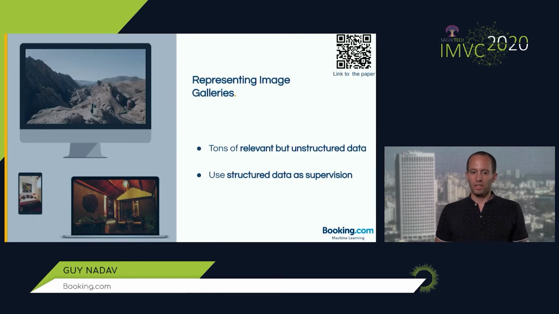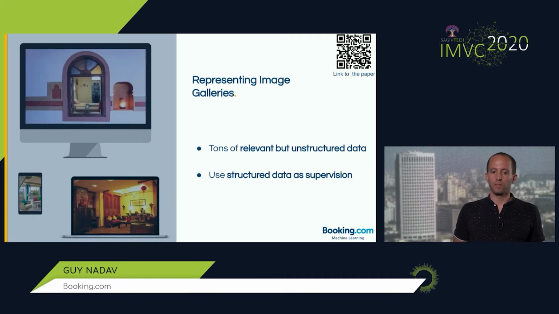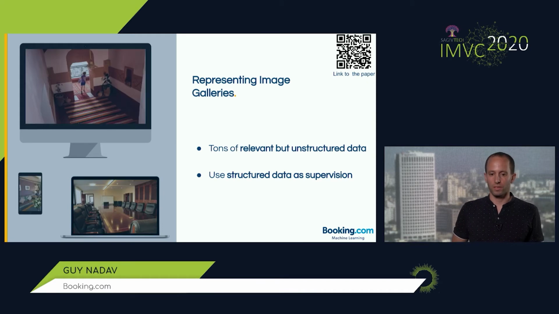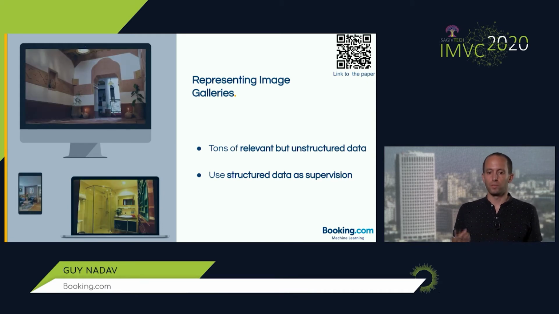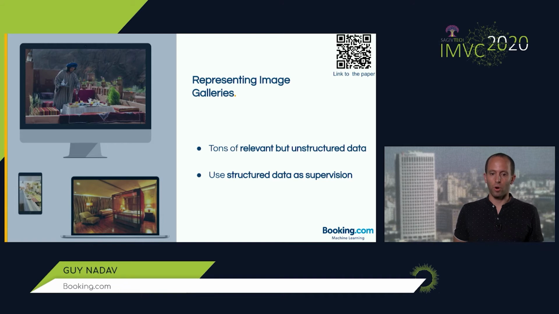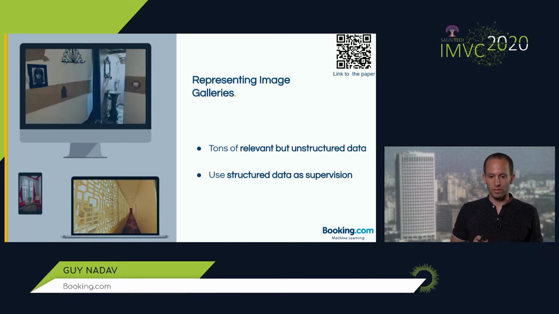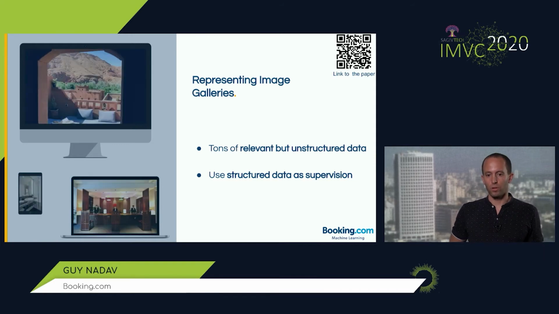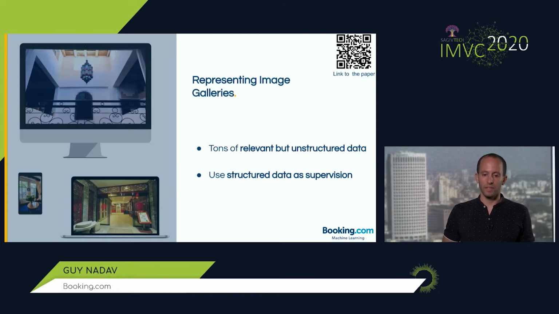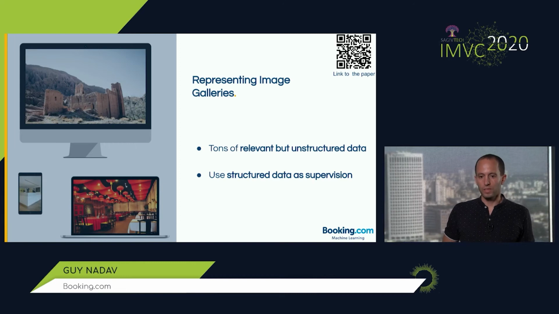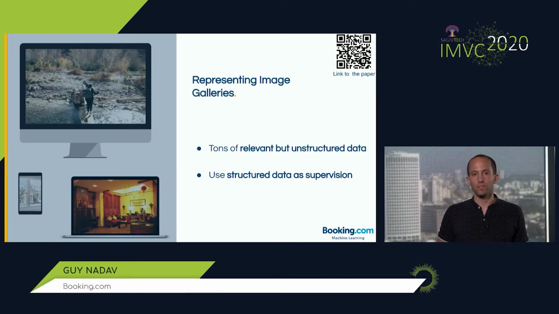When we are scaling up to image galleries, the problem becomes much more complex. You need to have a representation that will capture all the important information from the entire gallery for different use cases. The way we address this problem is by using other structured data we have about the property as supervision signals for training.